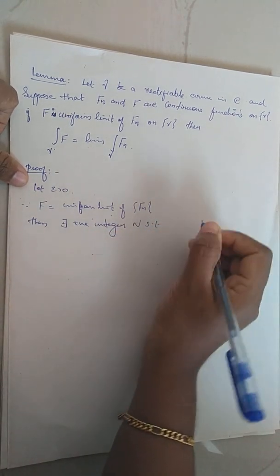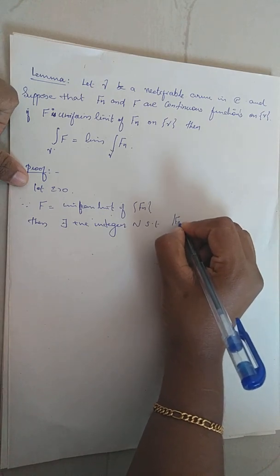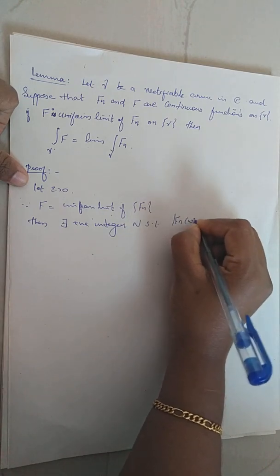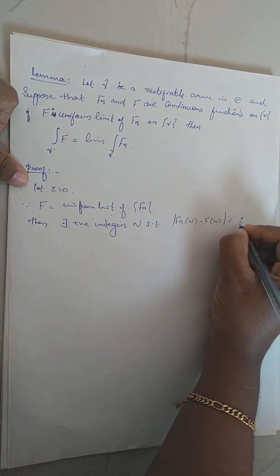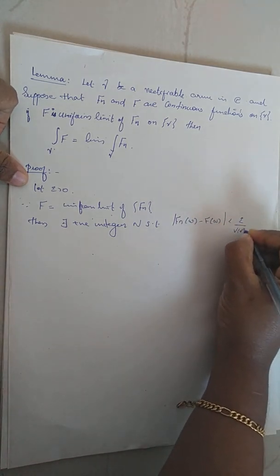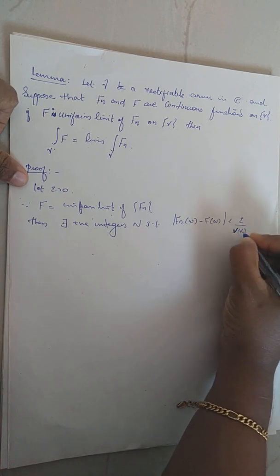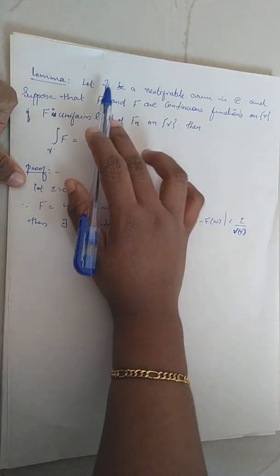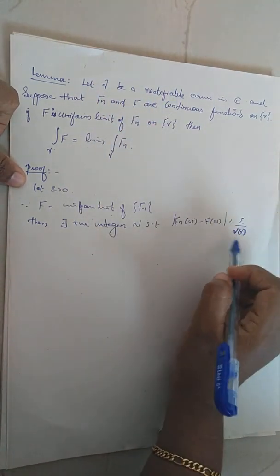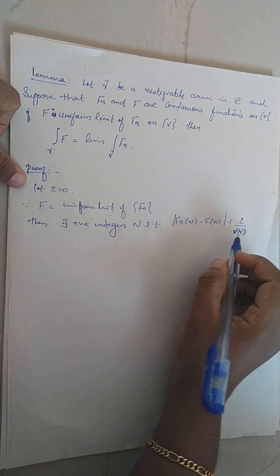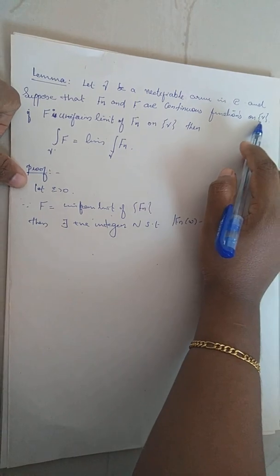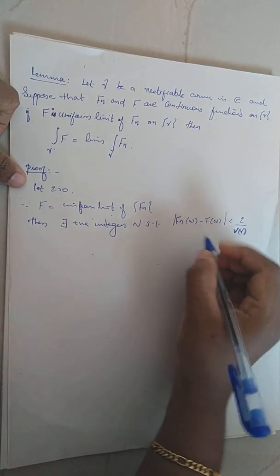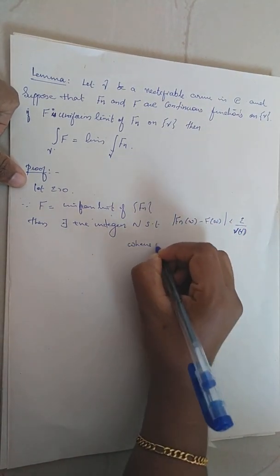N such that I can write modulus of fn of w minus f of w is less than epsilon, and you take epsilon divided by V(gamma), or lambda of gamma, that is nothing but the length of the curve gamma, and we have been given that gamma is a rectifiable curve, therefore its length is a finite quantity, right? And what is this w? Because fn and f are defined on the trace of gamma, therefore this w must belong to the trace of gamma.